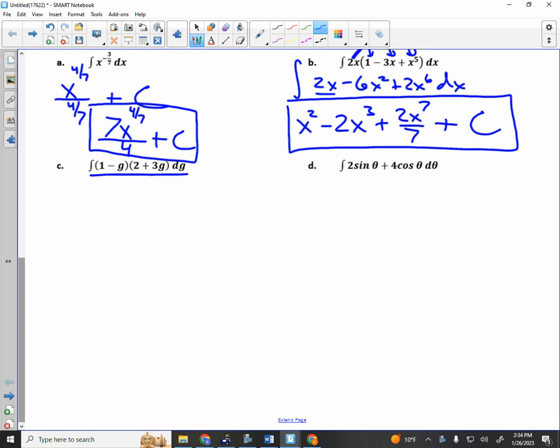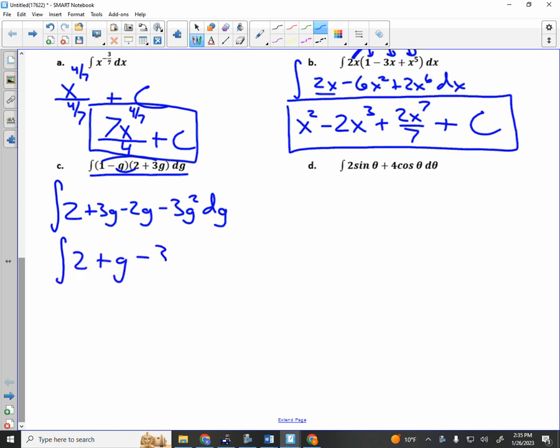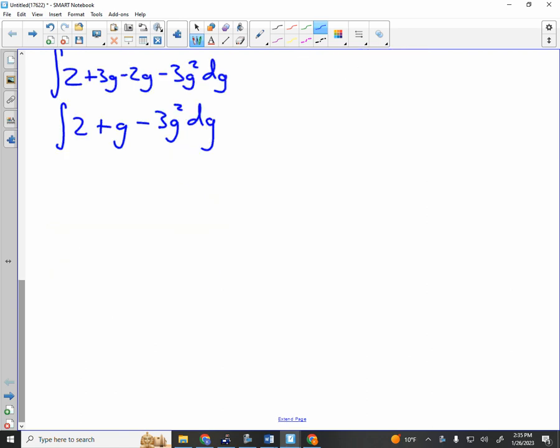Here, I'm going to multiply it out. 1 times 2 is 2. 1 times 3g is 3g. Negative g times 2 is negative 2g. And I have a negative 3g squared dg. Or in other words, integral of 2 plus g minus 3g squared dg. I determined that by finding the antiderivative, which is 2g plus g squared over 2 minus g cubed, plus a constant. Always remember to add on the constant.